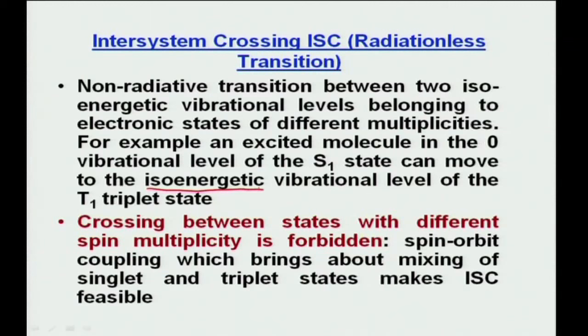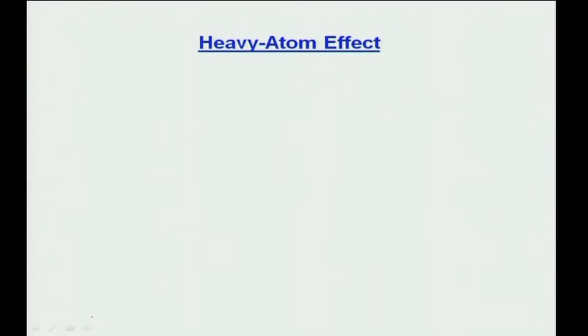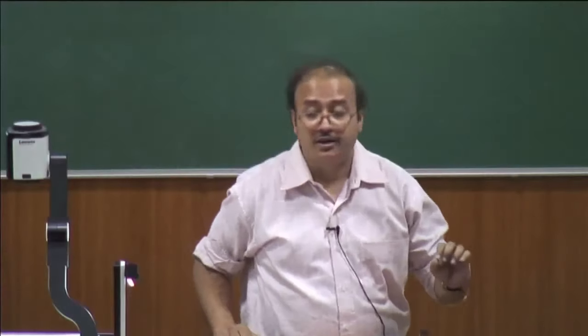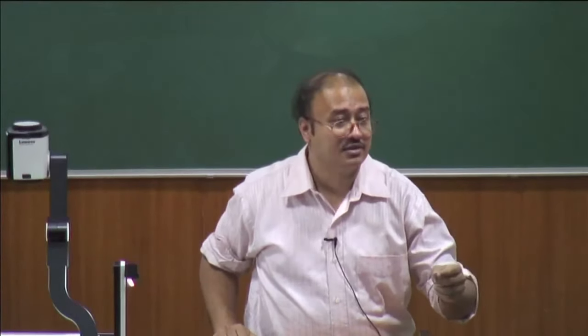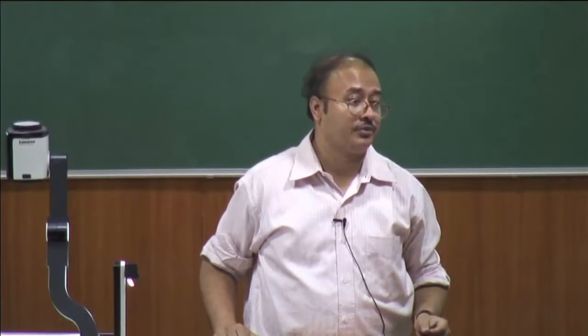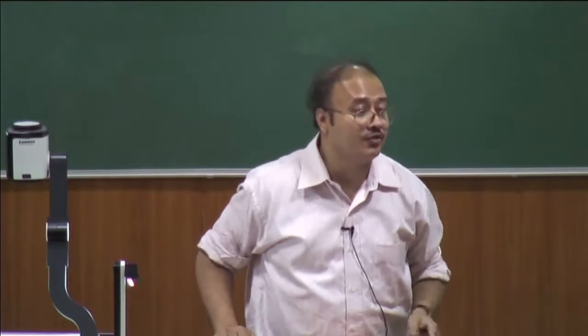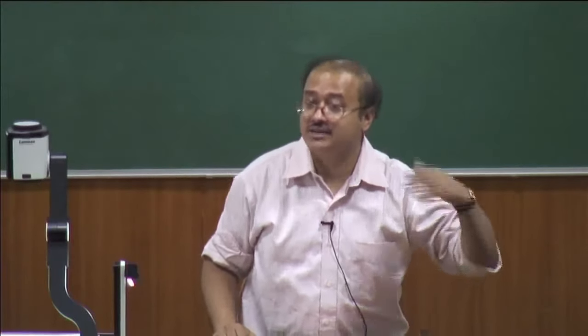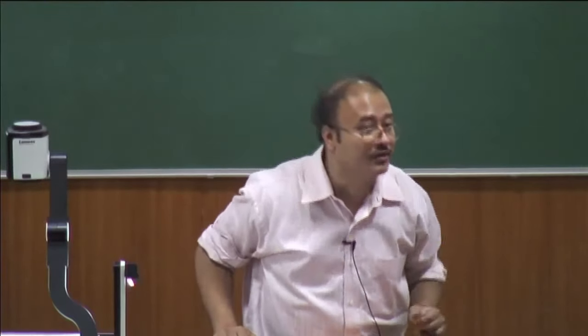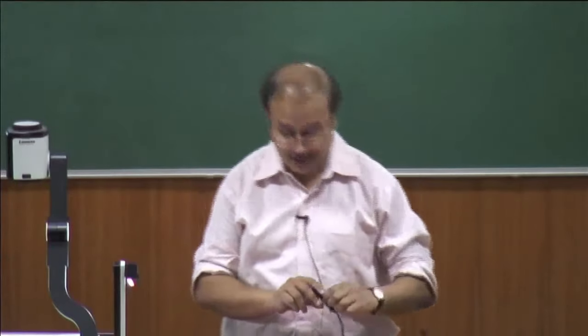Now, crossing between states with different spin multiplicity is forbidden, but still you observe it because there is something known as spin orbit coupling, which brings about mixing of the singlet and triplet states. As I wrote in that equation, it makes ISC or intersystem crossing feasible. Now, what are the things that enhance or increase spin orbit coupling? There is one thing which is known as heavy atom effect. Heavy atom effect, as it suggests, is being brought about by an atom which is heavy. That is why the name.